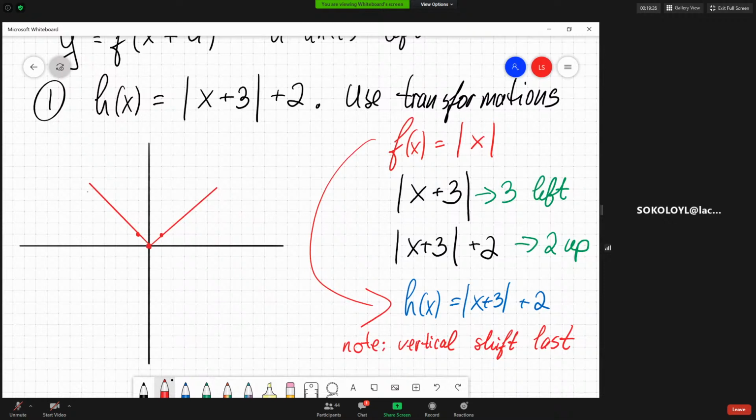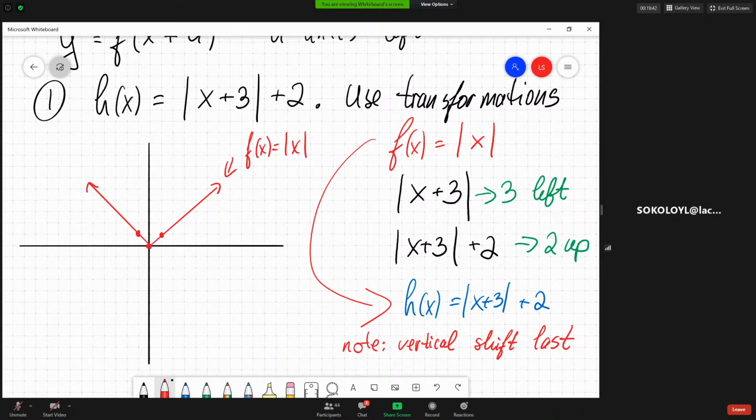All right, so this would be the parent function, f of x equals absolute value of x. But it's important that you keep track of at least 3 points, because those points you will move around and then you'll get your final result.